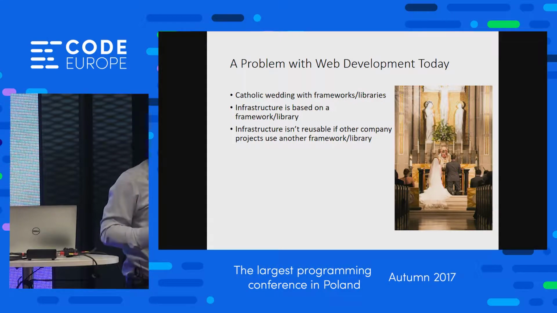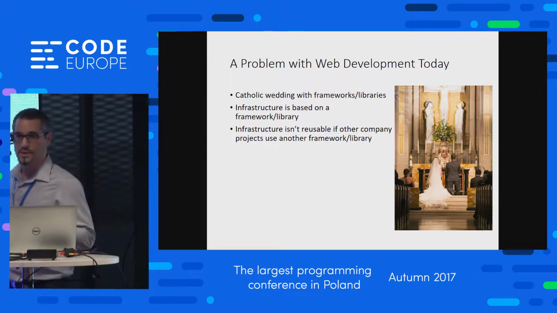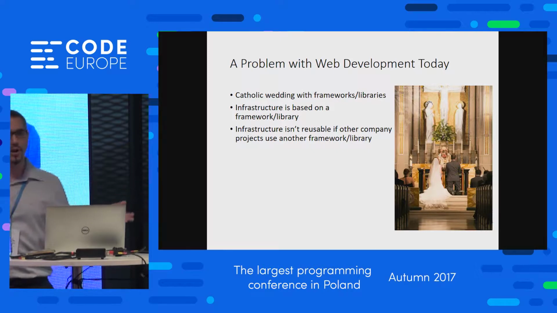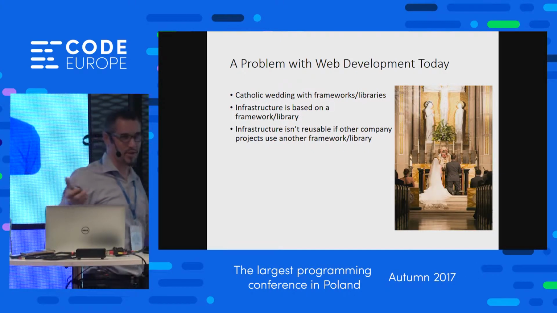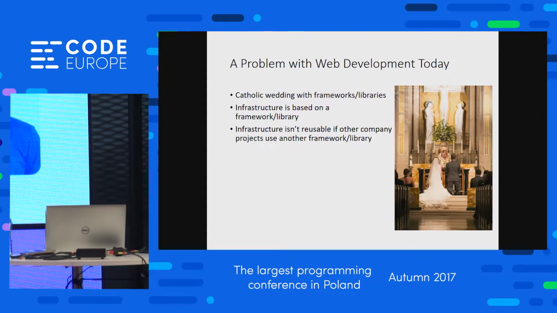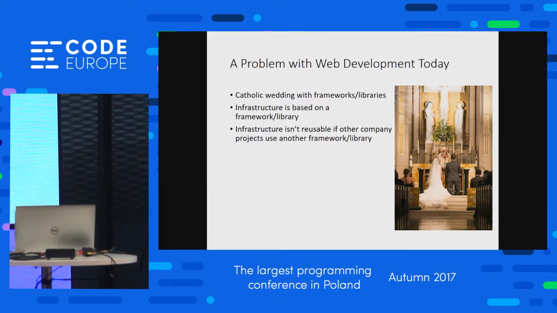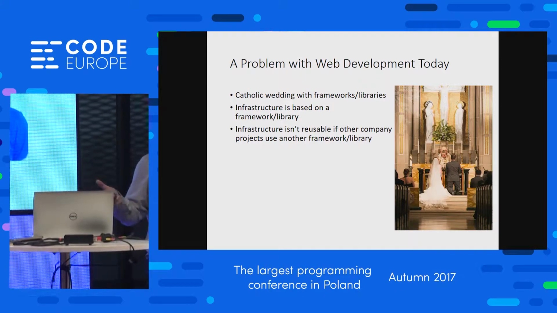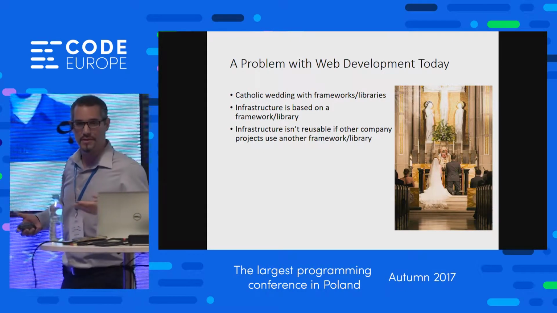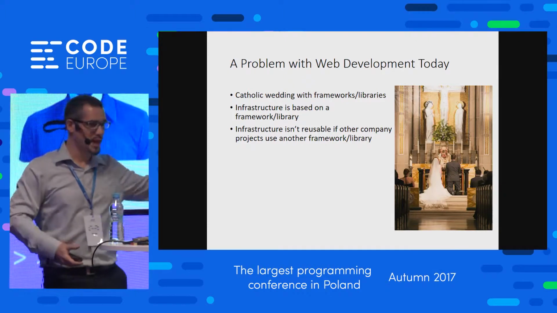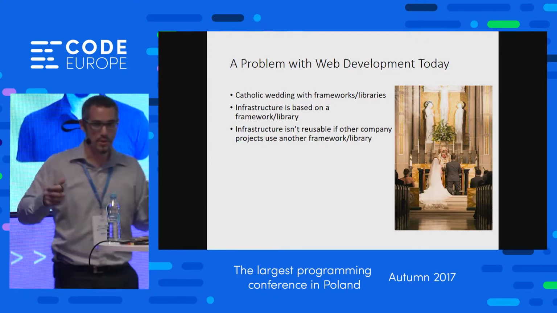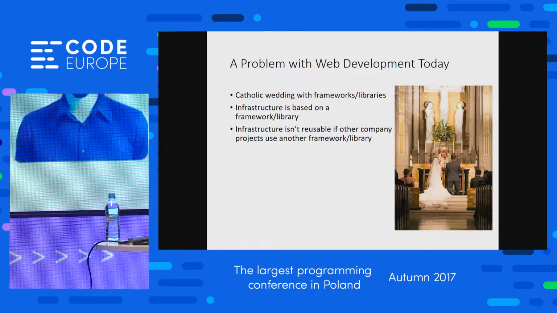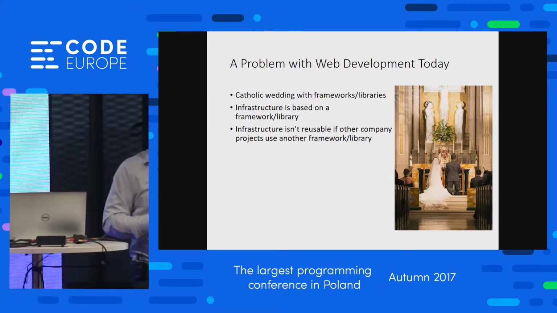For example, one of my customers has two different applications, one written with React, and the other written with Polymer. And they decided to create a third application, and they wanted to reuse the infrastructure from both of the applications, both from React and Polymer. But what's the problem? You can't do that, because the infrastructure that they built is coupled into React or into Polymer. If you want to reuse some components from one application or the other in some third application, you won't be able to do that. Why? Because you have a Catholic wedding. You have a coupling with the framework.